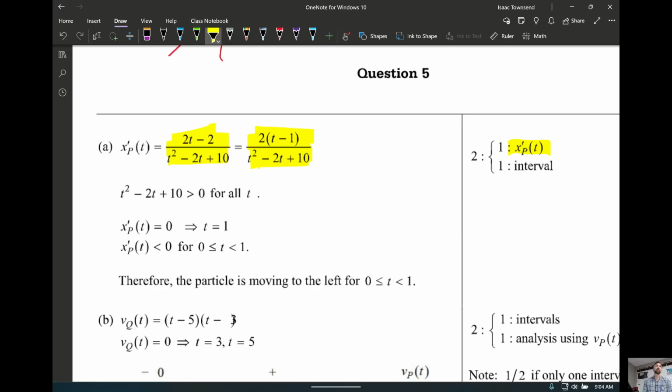Now, if you don't have that numerator, you forgot chain rule. You didn't take the derivative of the inside. And of course, to know when it's moving to the left, you have to remember that that's when velocity is negative, and the way you find velocity is by taking the derivative of position. So that's why they did that. Okay, and then one answer for the interval, which was 0 to 1. So in part A, if you figured out he was moving to the left from 0 to 1, you get the second point.